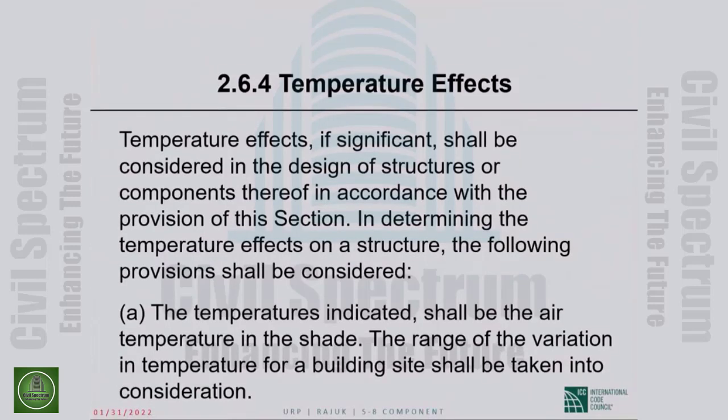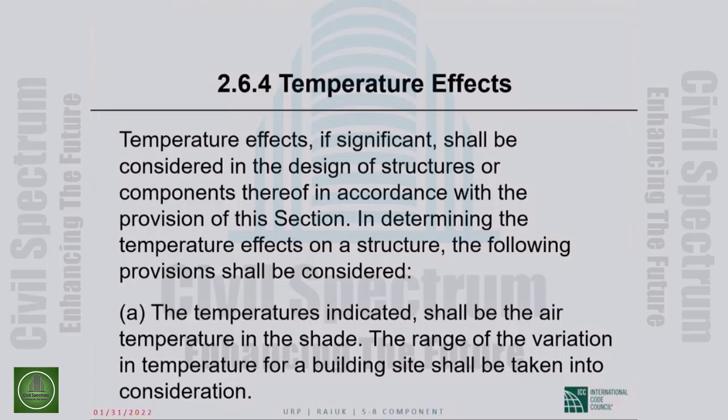Okay, temperature effects. Now here, the code in section 264 is actually talking about temperature effects, not the restrained volume change that I was talking about in the beginning. And what it says is kind of interesting. So let us invest the time to read this.